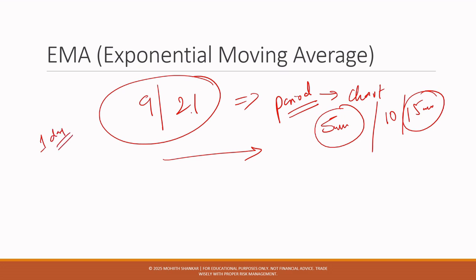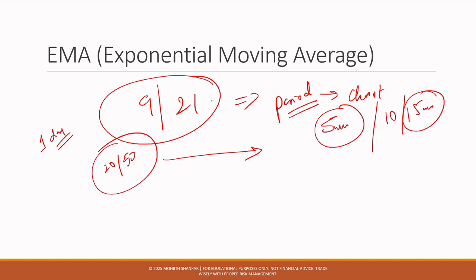All right, so 9 and 21 is the most important combination which we'll be using, although you can customize the combination and see which works better for you. For me personally, 9 and 21 works. There are people who use 20 and 50 as well, or any other combination of your liking. All right, so 9 and 21.